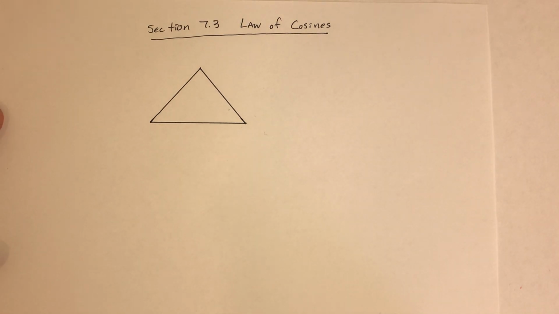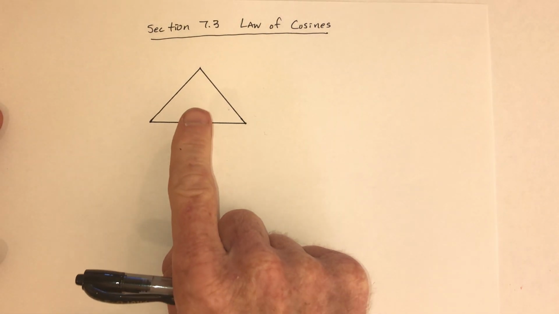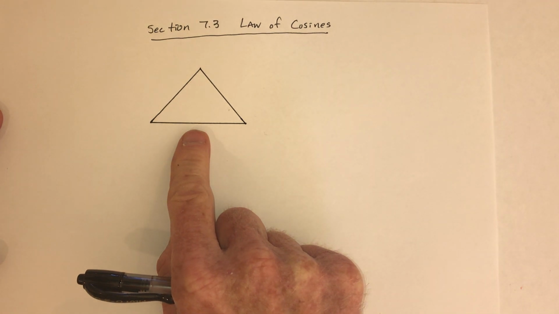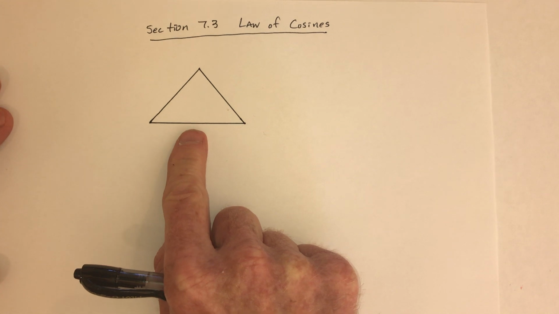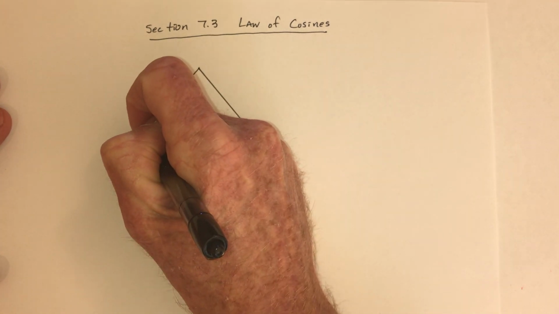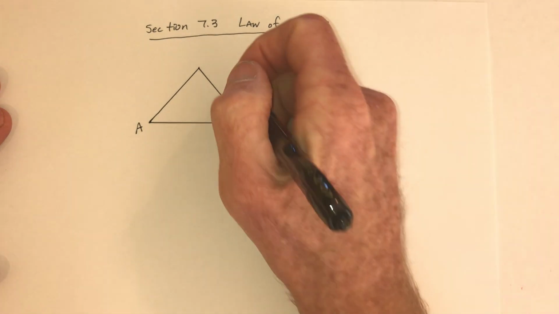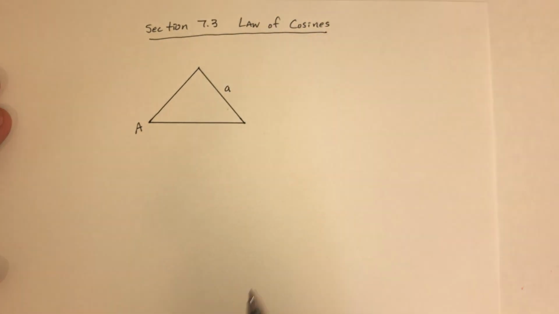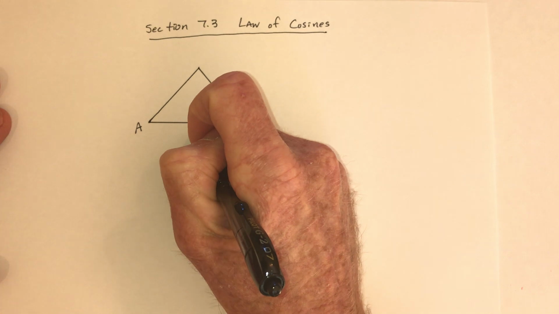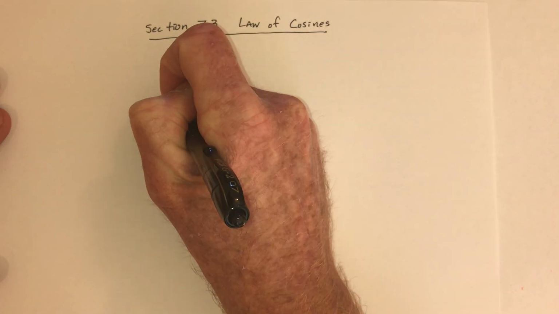So yet another way to find out information about a triangle when it's not a right triangle is to use the law of cosines. The law of cosines goes like this. Let's say that this is angle A. Across from it, that's going to be lowercase a. The other sides are going to be called b and c.